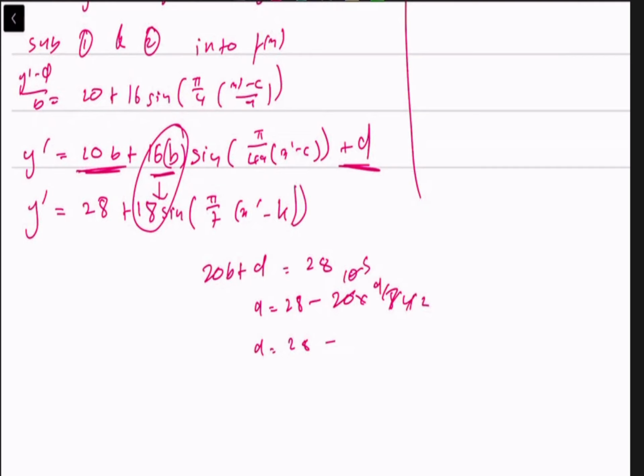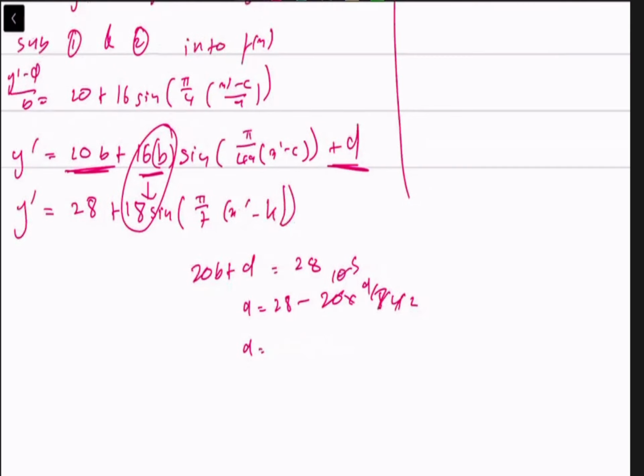45 on 2 is a big number. So 56 minus 45 on 2. That's going to come out to 11 on 2, which I'm pretty sure is right. Yep, so d is 11 on 2.